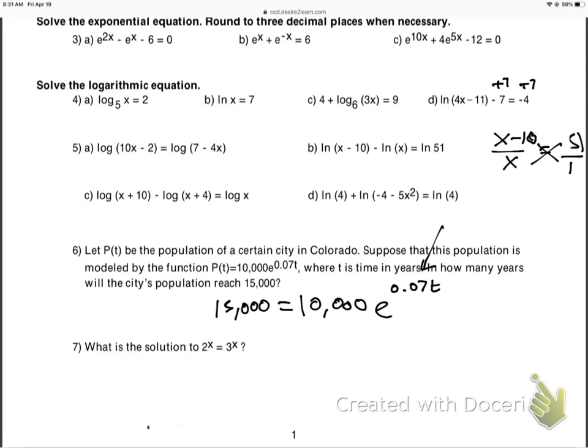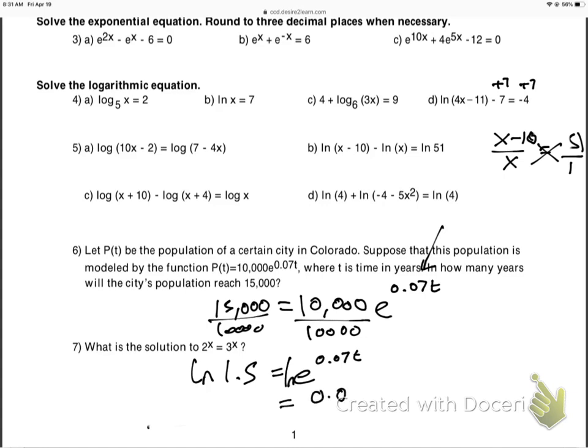Right, now you'll see these on the test actually. We're going to divide both sides by the number next to the letter here. If I divide both sides by 10,000, this is 1.5. This is just e to the 0.07t. Now this is where we log both sides. Use an ln. Because remember, this is just 0.07t on the right. This is ln 1.5 on the left.